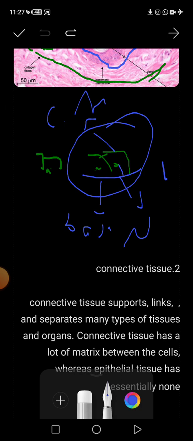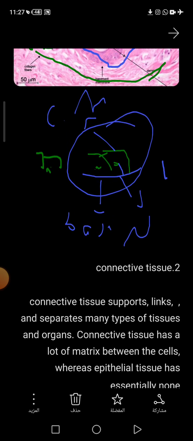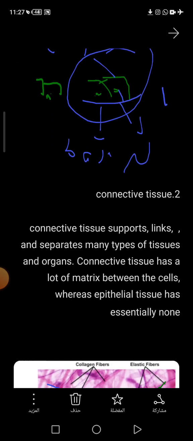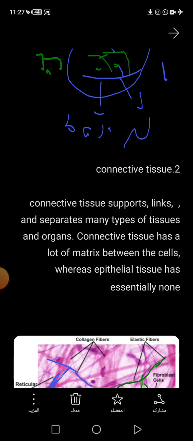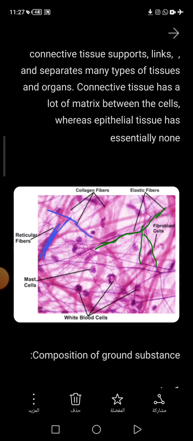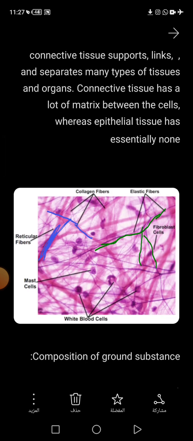As I said, the cells are attached together, so it means we don't have ECM or extracellular matrix between them. We don't have collagens, we don't have fibers, we don't have any of those kinds of structures. We will come to connective tissue, and now you will know the difference between them. Connective tissue supports, links, and separates many types of tissues and organs. Connective tissue has a lot of matrix between the cells, whereas epithelial tissue has essentially none. So it means we don't have epithelial tissue here.